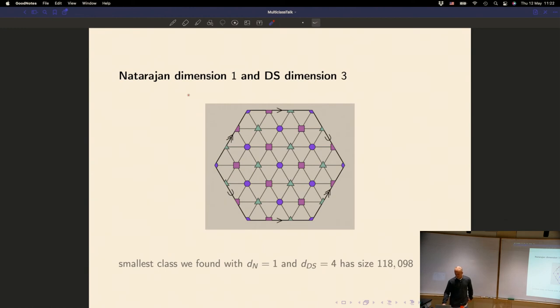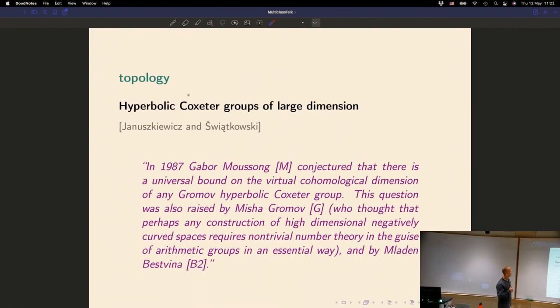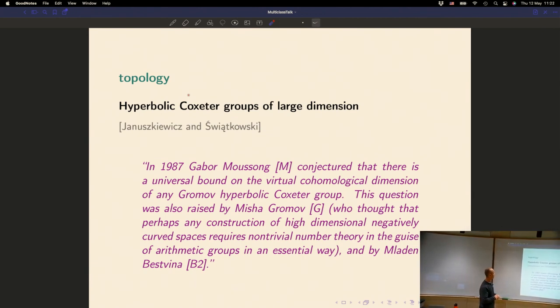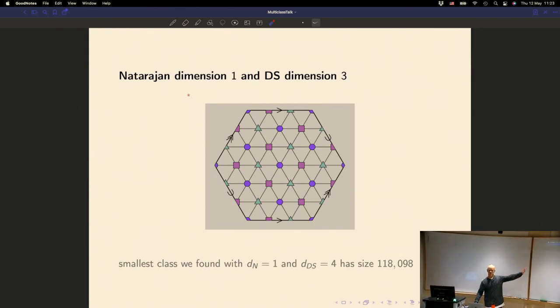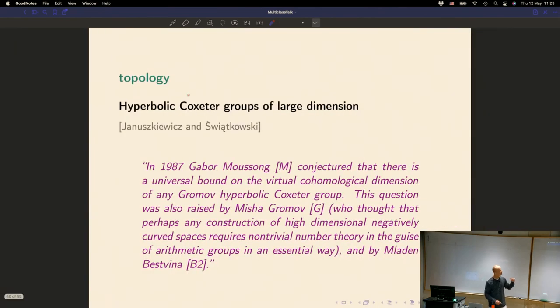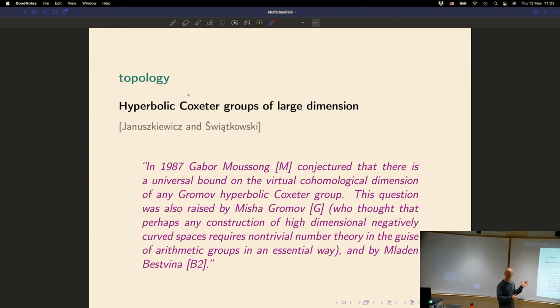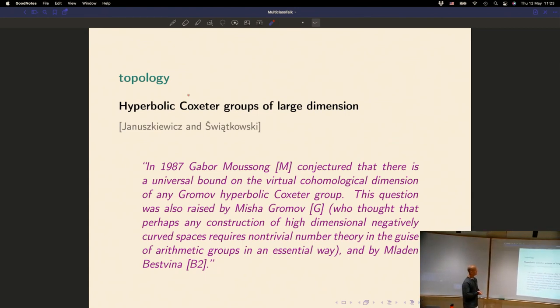It's huge. But fortunately for us, these two topologists or group theorists, I'm not sure which, proved something that says that for every D, there is something with Natarajan dimension 1 and DS dimension D. They built a simplicial complex with a nice structure like this. The paper is called Hyperbolic Coxeter Groups of Large Dimension. The large dimension is the DS dimension. Hyperbolic means Natarajan dimension 1. I wrote this from their abstract. The terminology is not important.